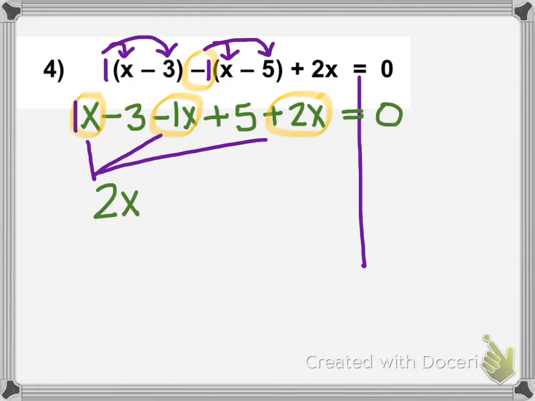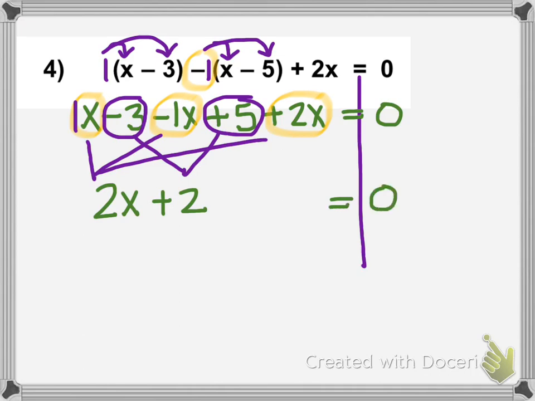Now I've got my constants. And the constants that I need to combine are the negative 3 and the positive 5. Those two are going to combine to make a positive 2. We're just adding them together. So all those terms combine to 2x plus 2. Bring down your equal, bring down your 0.